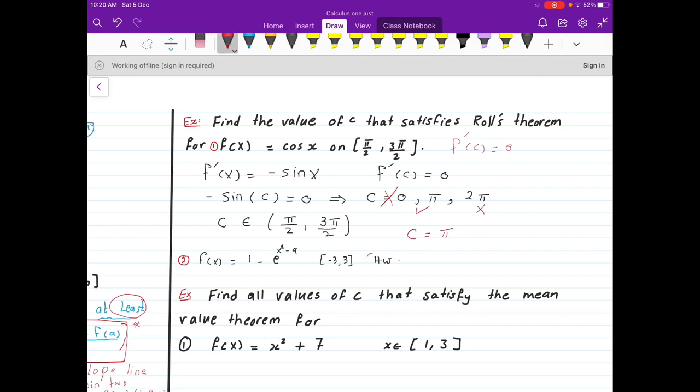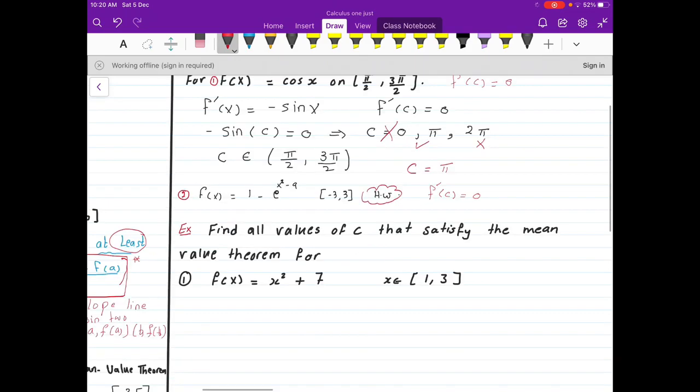حاول إنه to practice Rolle's theorem. f of x = 1 - e to the power x squared - 9, this function continuous, differentiable, f of -3 = f of 3, you need to find c such that f prime of c = 0. And be careful, this c belongs to the open interval -3 and 3.